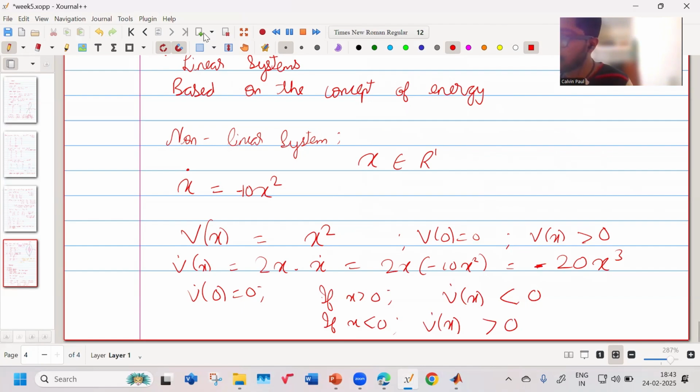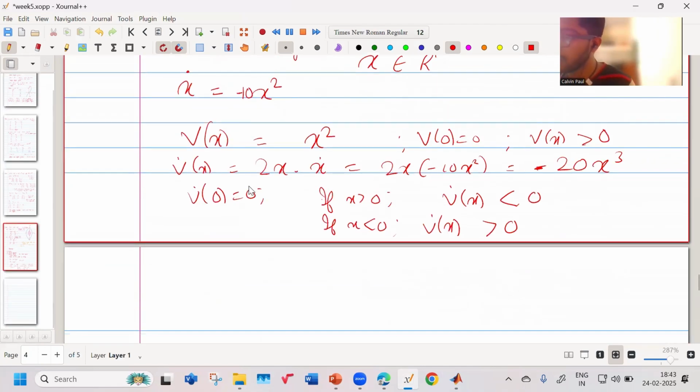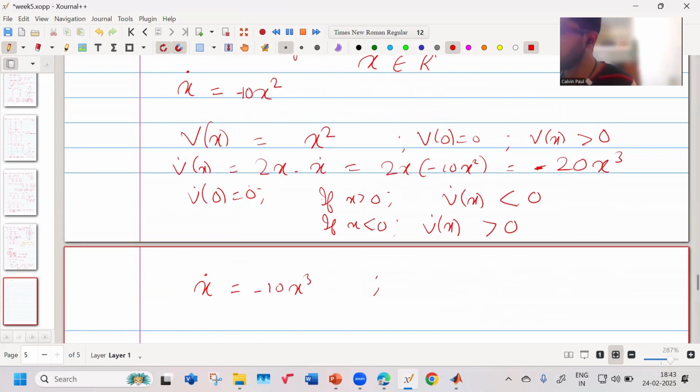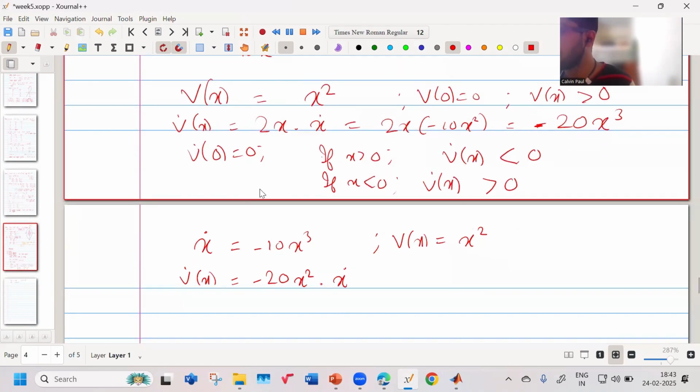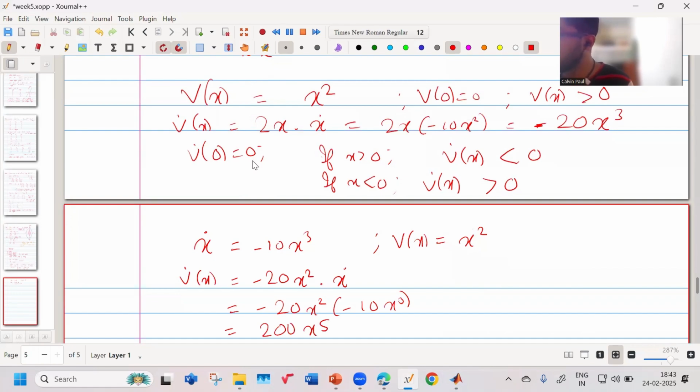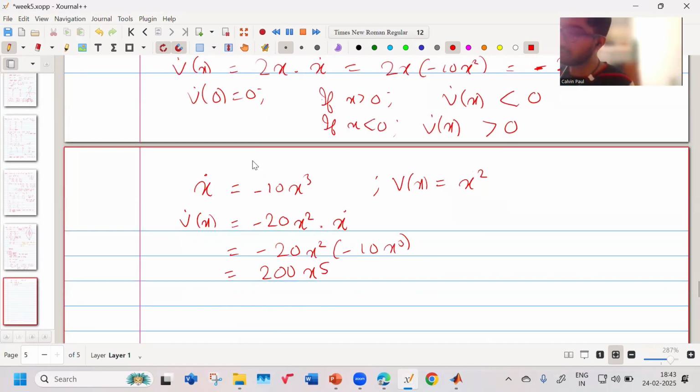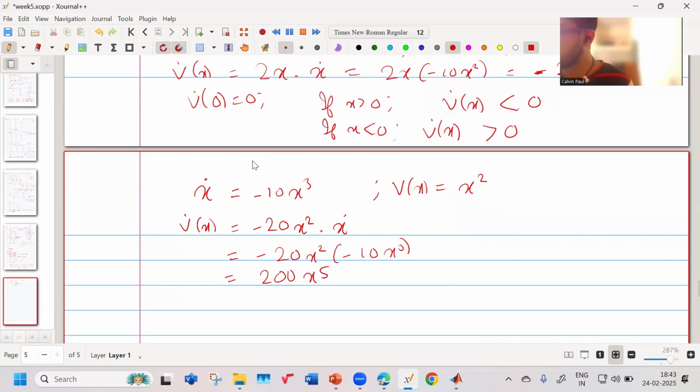So let us try another thing. Let us try x dot is equal to minus 10x cube. V of x remains the same, v of x is equal to x squared. So now v dot of x in this case will be 2x into x dot, right? So that will again come out to be 2x into minus 10x cube. So that comes out to be minus 20x raised to 4. So again, in this case, it comes out to be unstable.